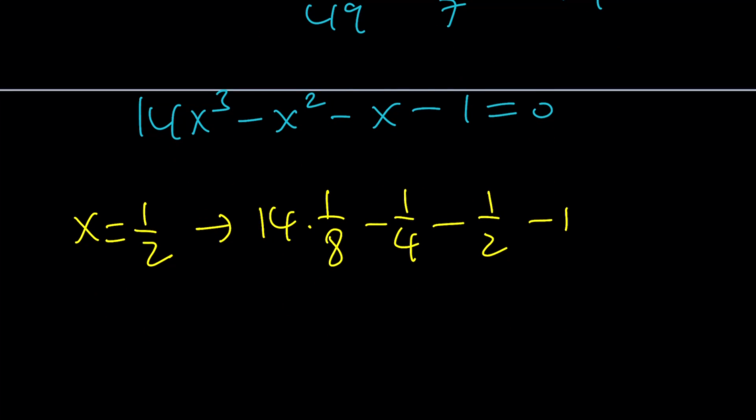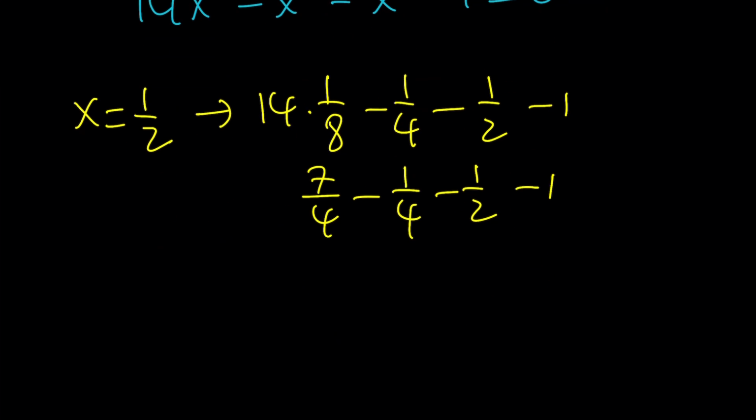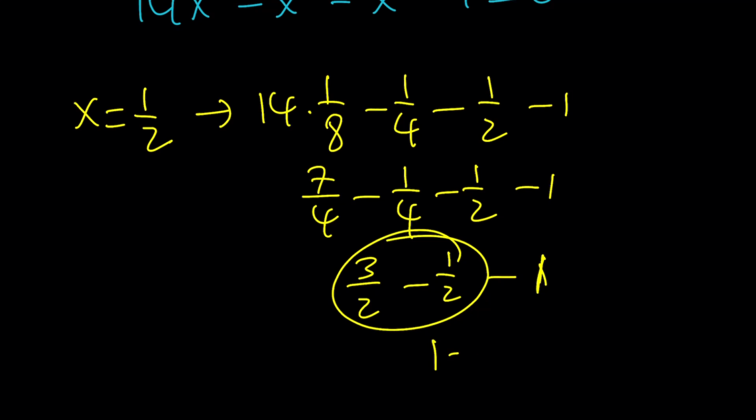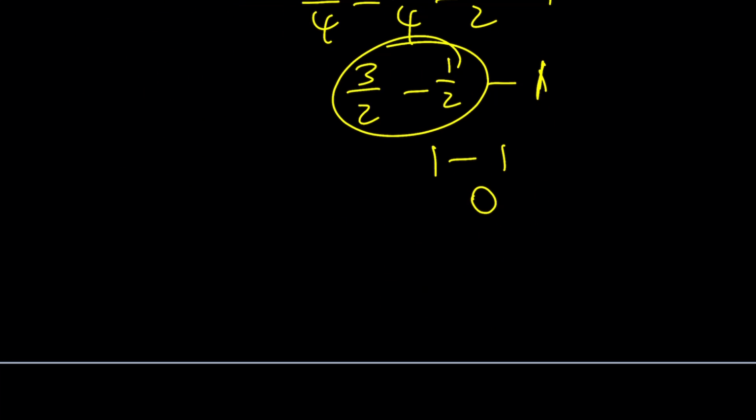14 over 8 is the same as 7 over 4, minus 1 over 4 is basically 6 over 4, which is 3/2. 3/2 minus 1/2 is 1. Are you serious? This is 0. Well, I knew that. But as you can see here, x equals 1/2 is definitely a solution. Great. We found the solution. So what do we do with that?